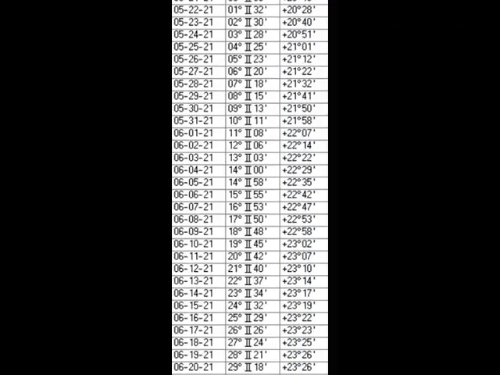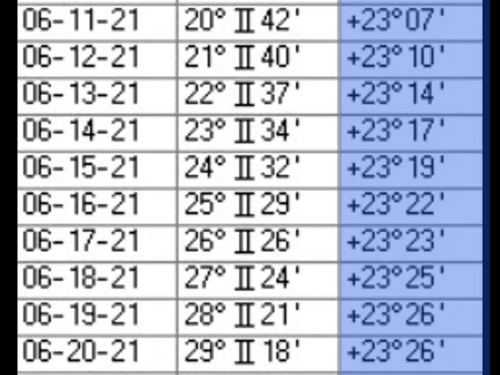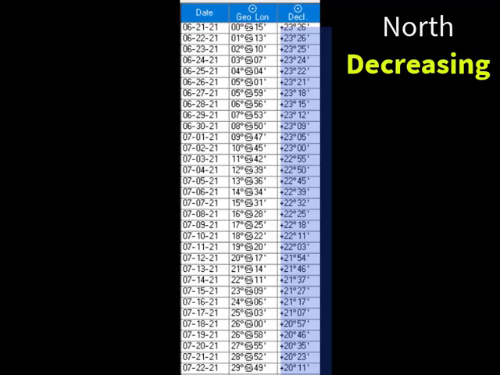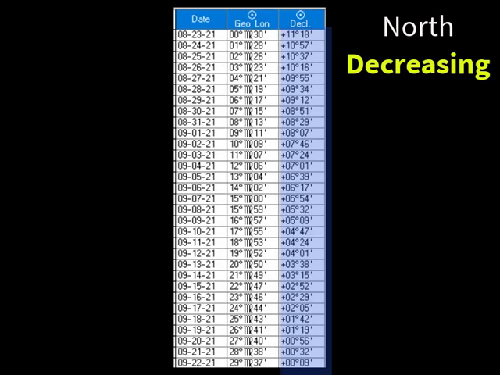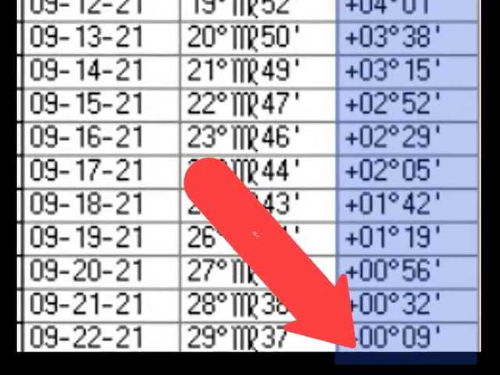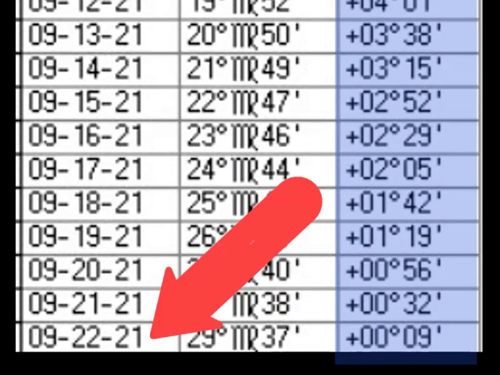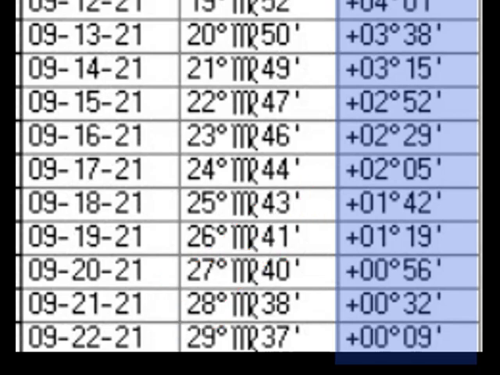However, on the very last day, the sun has reached its maximum declination of 23 north 26. And now the sun is moving through Cancer, as its northern declination is steadily decreasing. The same continues as it moves through Leo. When it gets into Virgo, the sun's declination will be decreasing until it is 0 on September 22nd. And it has now completed its northern declination semicircle.